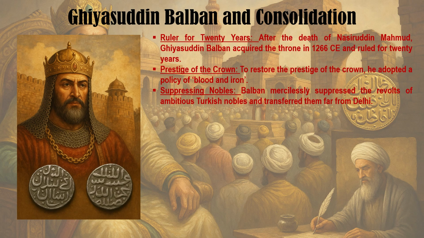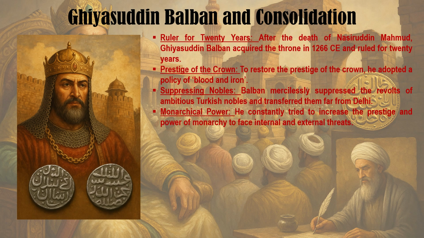and that led him to restore the prestige of the crown. Balban mercilessly suppressed the revolts of ambitious Turkish nobles and transferred them far from Delhi. So all the Turkish nobles in the court of the Delhi Sultan were transferred far away from the court to faraway places, and thus he curbed the power of the nobles. He constantly tried to increase the prestige and power of the monarchy to face internal and external threats.